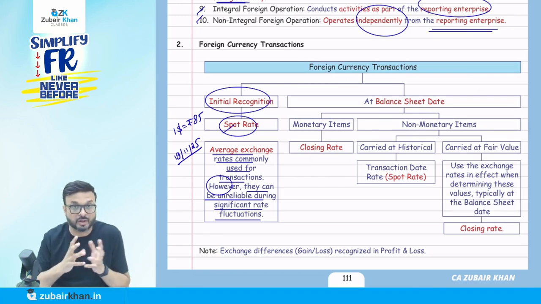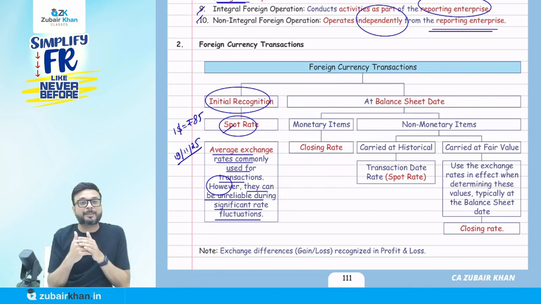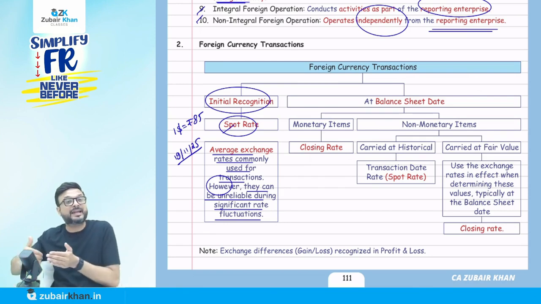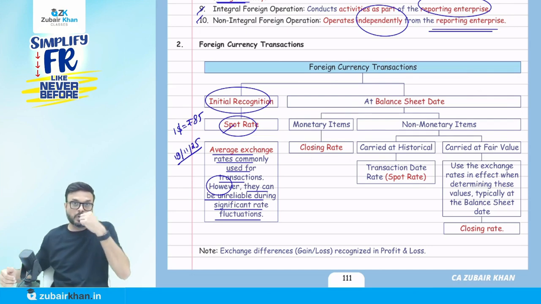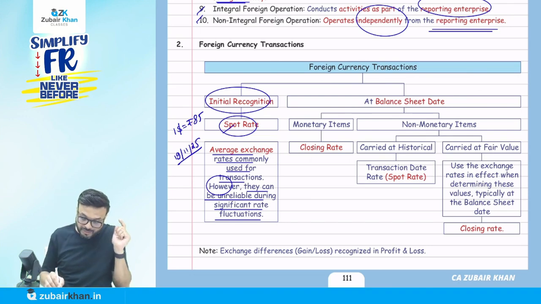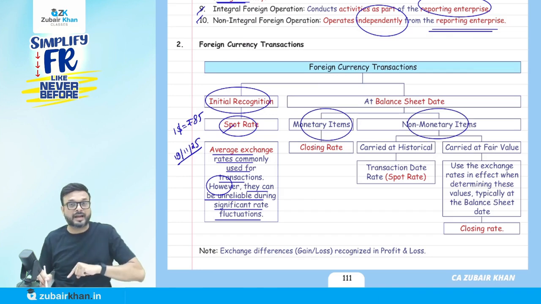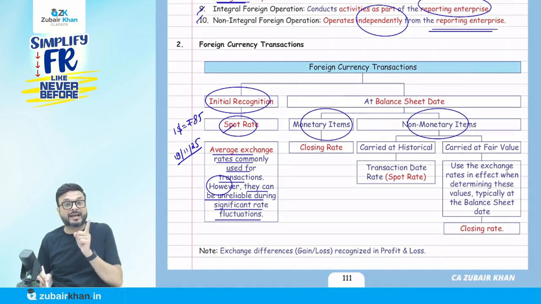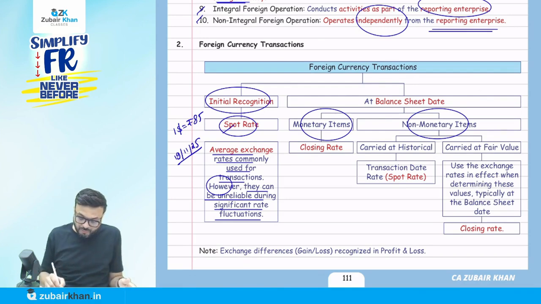Now we come to the balance sheet date. Here, we have not yet paid the amount. We passed the entry: purchase account debit to creditor account. We have not yet paid them. Now on the balance sheet date, I have to see whether the foreign currency transaction is a monetary item or a non-monetary item. Remember that I'm talking about the balance sheet item. For monetary items, we have to use the closing rate.